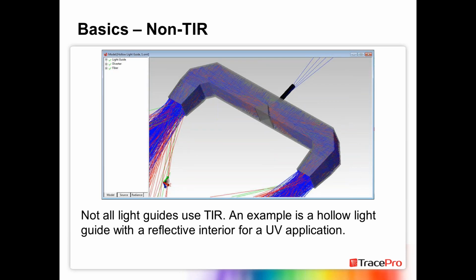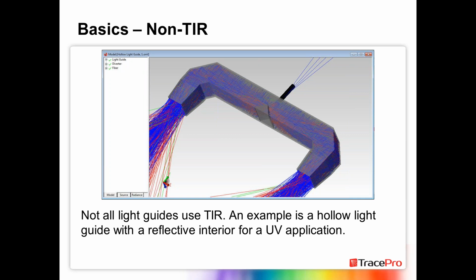Another type of thing, not everything uses TIR. So for instance, in this hollow light guide, we've put a reflective paint on the interior for a UV type application where we have the light coming in from the top there, that black area. We have light coming in as from a fiber. We put it into the light pipe. Now I have a notch in there. It's a 45 by 45 degree notch. That breaks the light up into a plus or minus 90.